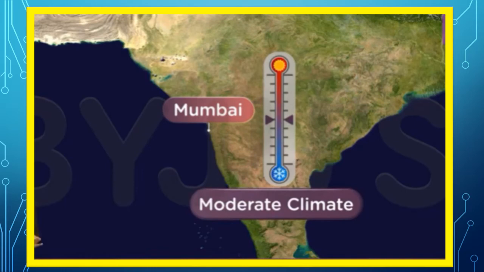So you see children, Mumbai is closer to the sea, so that is why it has a moderate climate. Moderate climate means that it is neither too cold nor too hot. It is because of the effect of the sea. And which sea? The Arabian Sea.